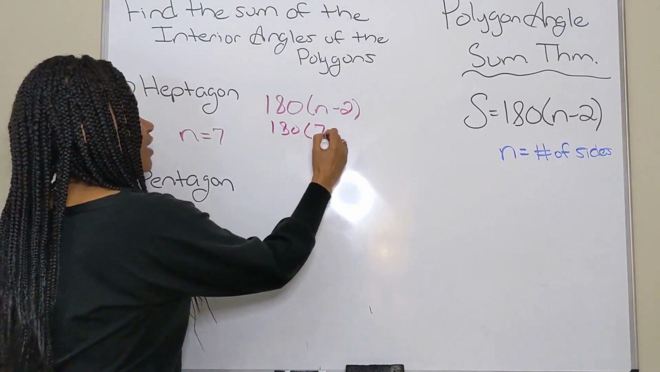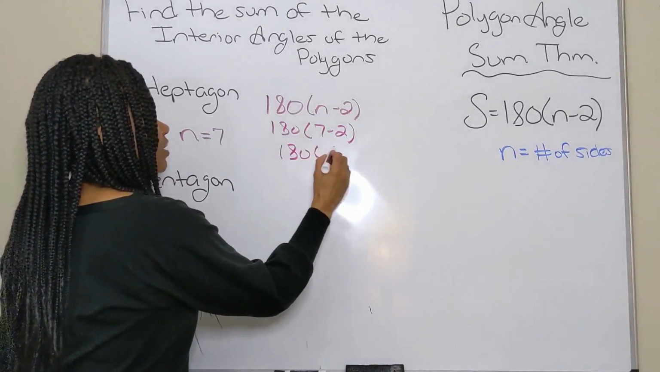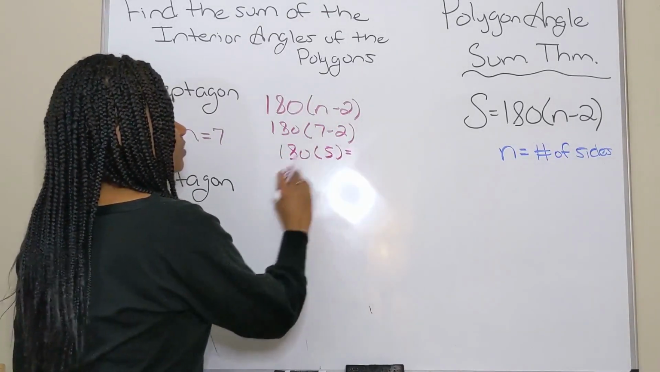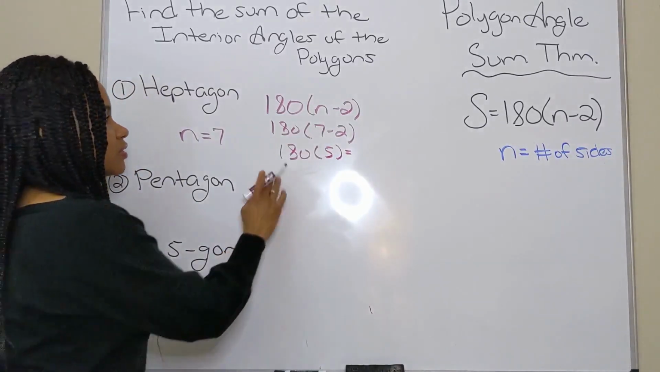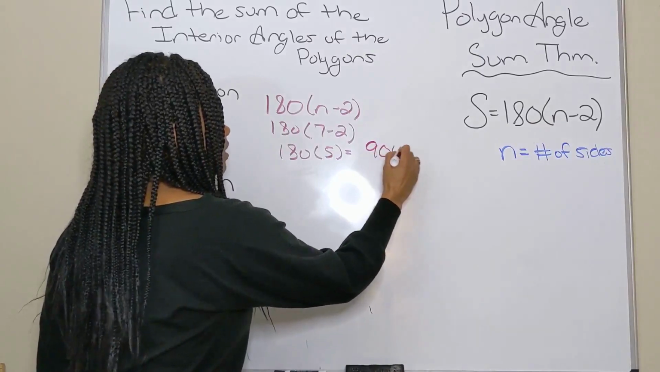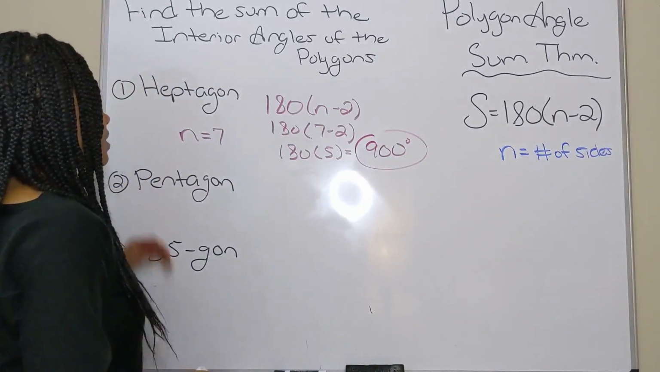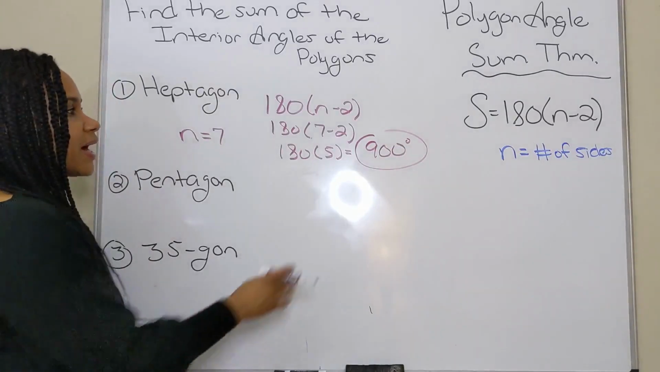180, 7 minus 2, plugging in 7 for n. 7 minus 2 is 5. I have to use order of operations, so I do parentheses first. And 180 times 5 is 900. So the sum of the interior angles of a heptagon is 900.